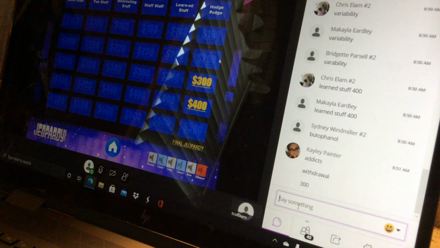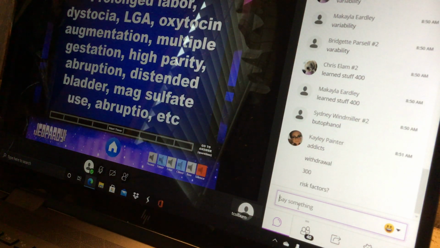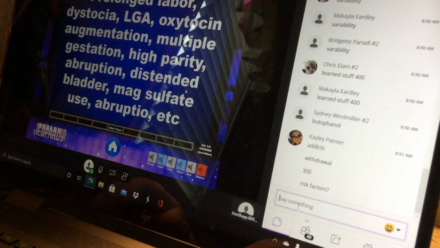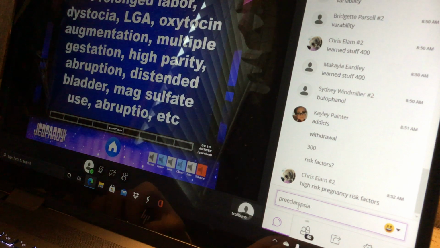Next, 2 more. 300. Prolonged labor, dystocia, LGA, oxytocin augmentation, multiple gestation, high parity, abruption, distended bladder, mag sulfate use, abruptio, etc. These all are what? Risk factors for what? They're all associated with one thing. They're all pregnancy related, but what specific?